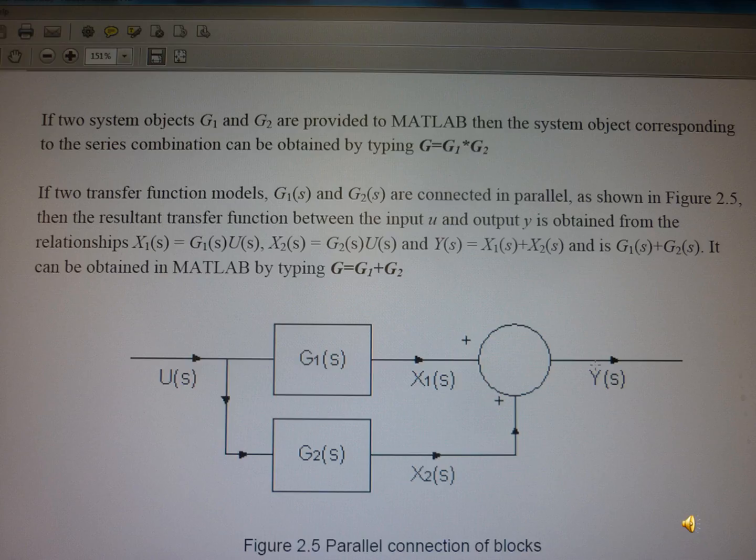Then the equation will be: Y(s) is the final output, U(s) is the input, and Y(s)/U(s) equals G(s) divided by 1 plus G(s) multiplied by H(s). So this is the equation including the feedback function. Therefore, you see U(s) and G1(s), G2(s), and the output will be Y(s).